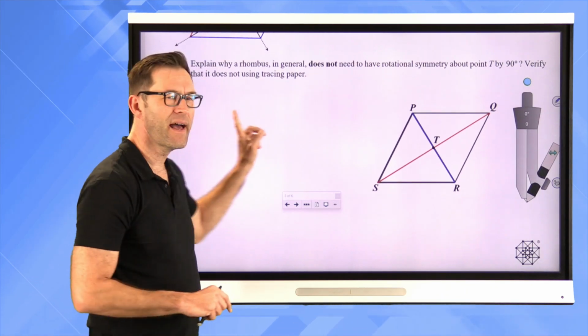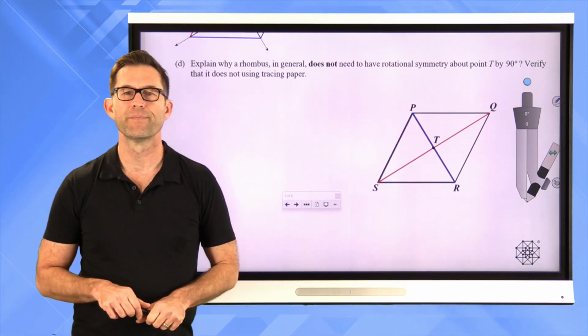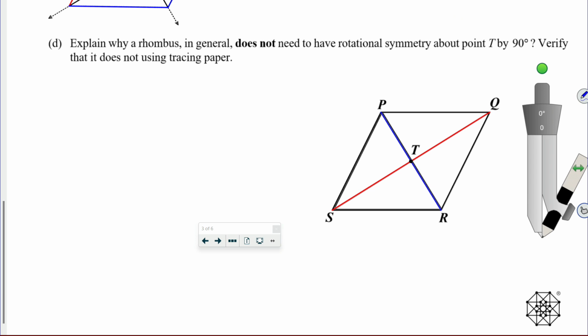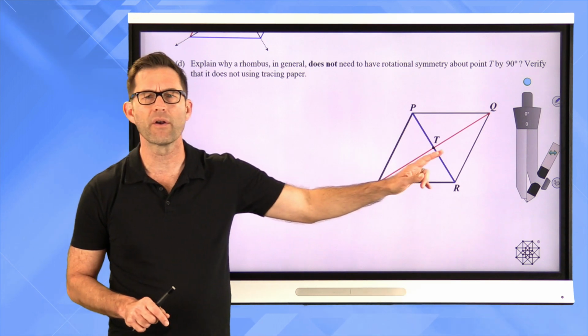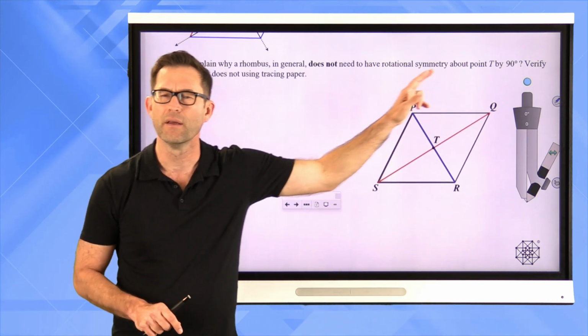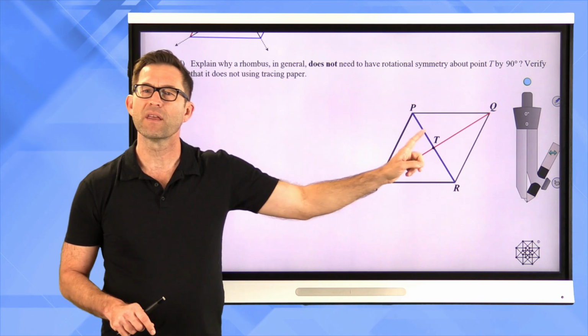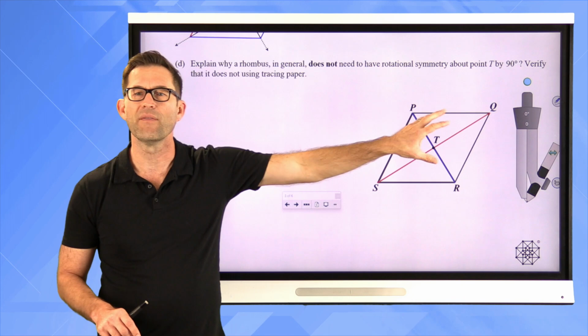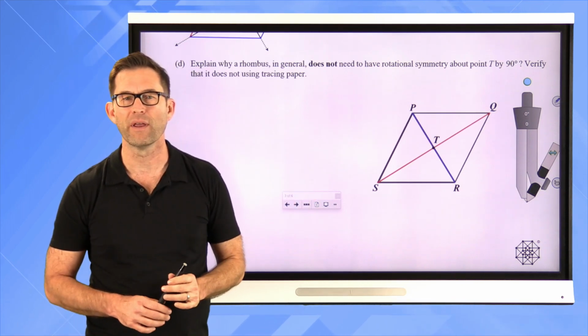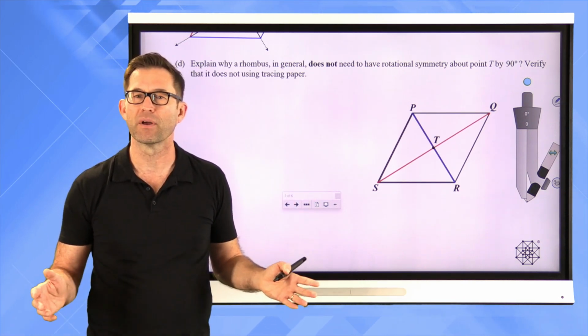All right, but the last little piece is important, letter D. Explain why a rhombus in general does not need to have rotational symmetry about point T by 90 degrees. Verify that it does not using tracing paper. So again, you might think, I get the 180-degree rotational symmetry. All parallelograms have that. But given that the diagonals are perpendicular to each other, you might suspect that if I just rotate this by 90 degrees about point T, it will end up mapping onto itself.